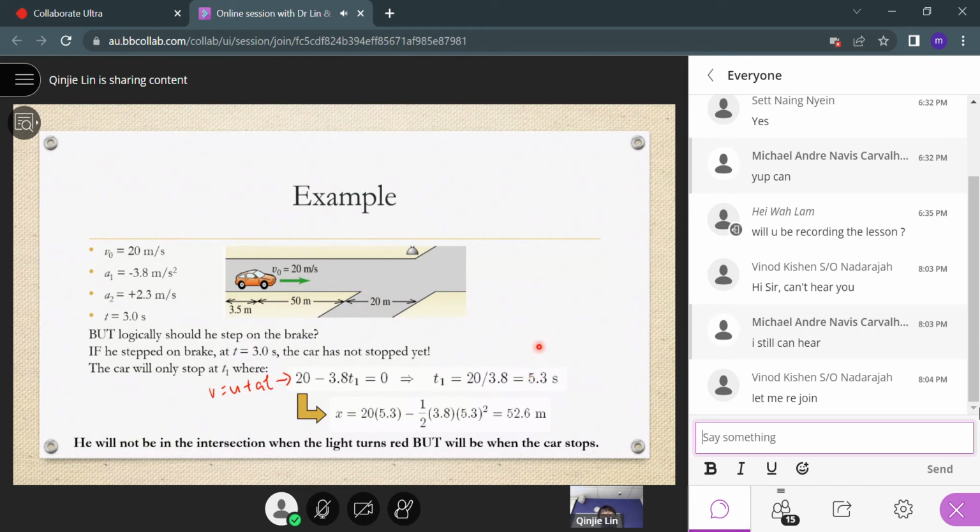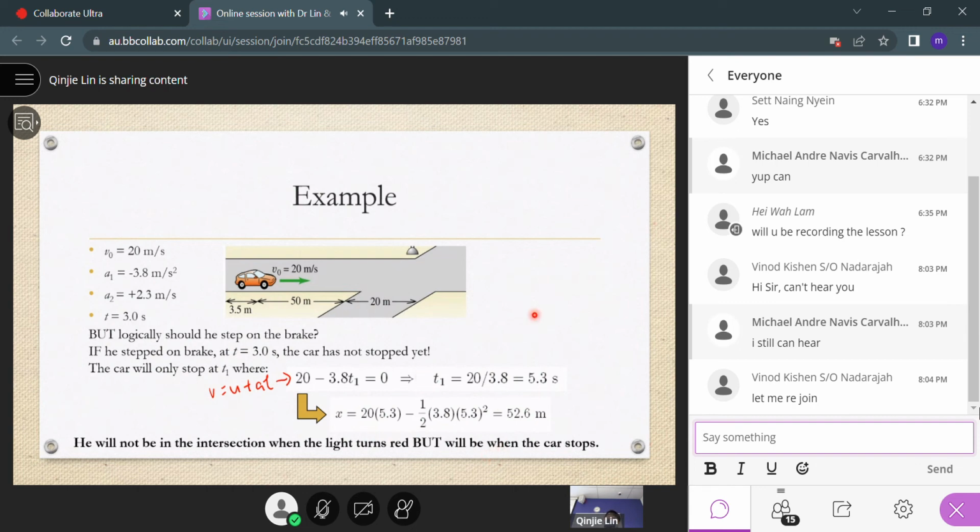So if you want to take another step further to find where he will actually stop, you will use kinematic equations again. This is from S equals to U plus AT. But now, instead of the T, just now we put 3 seconds, now we put 5.3 seconds. Okay, so that we can find at 5.3 seconds later, where actually is the car in terms of position. So you're going to get this value 52.6 meters, which is wrong already. That means he's inside. Okay, but this is taking the question a step further to analyze.